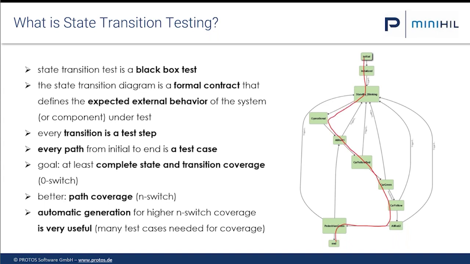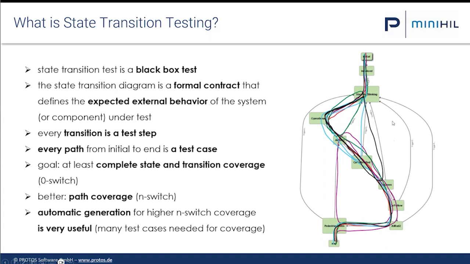The idea is here now, from initial to end, every path is a test case. So you can see we need a couple of test runs or test cases to cover all the paths here. So in this case, maybe 5, 6 test cases. That's a very simple graph, of course, for a traffic light, for a pedestrian crossing.